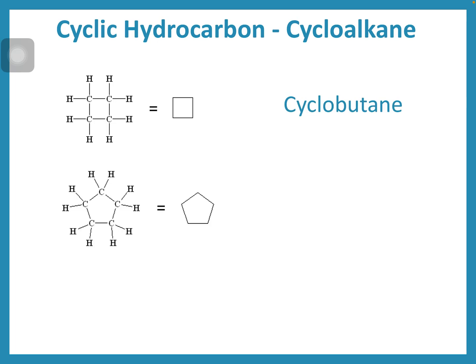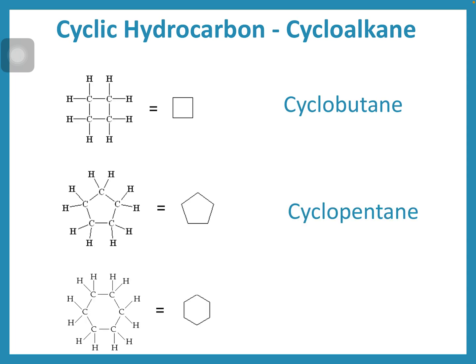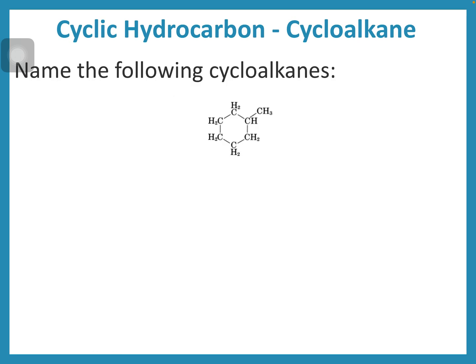5 carbons, that is going to be called a cyclopentane, and 6 carbons in a ring structure is going to be called a cyclohexane, and so on. So we can have a cyclopropane, cycloheptane, and on and on. So we'll do a couple of questions as practice.